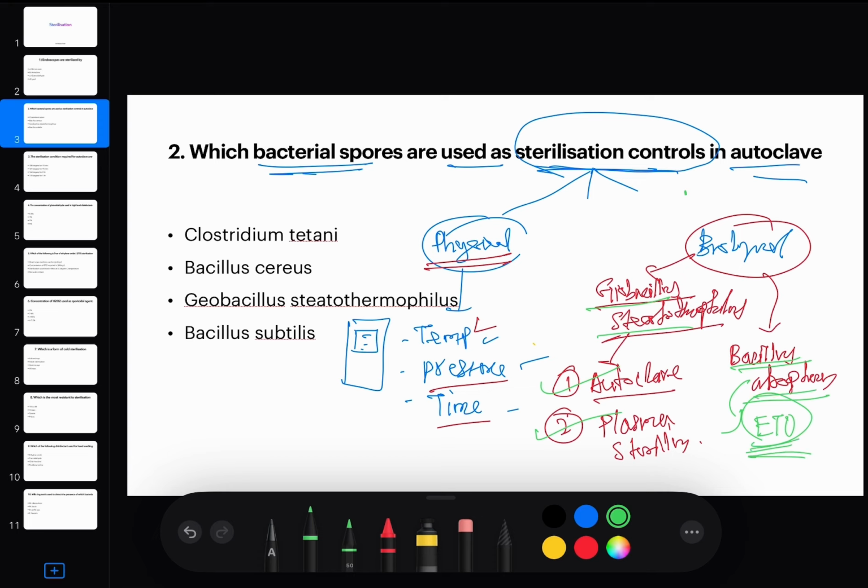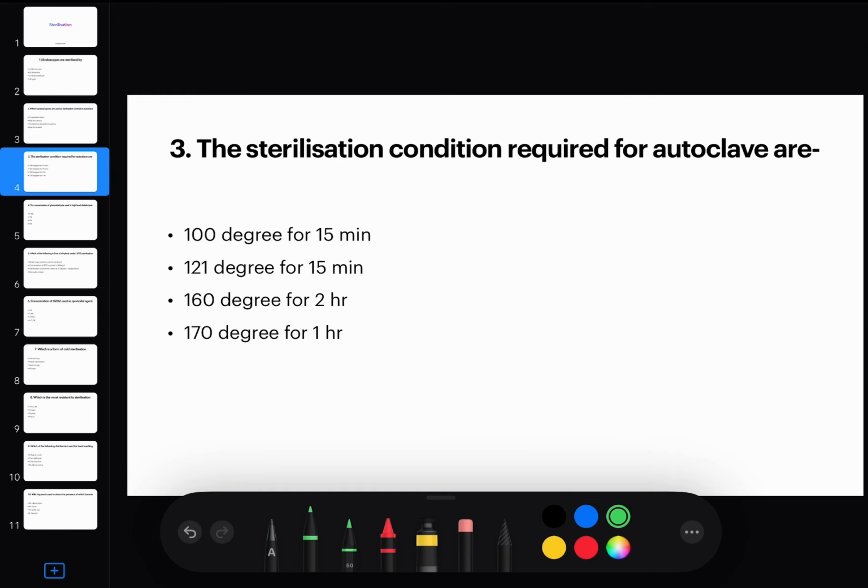Here the question is, which bacterial spore is used as sterilization control for autoclave? Our answer is Geobacillus stearothermophilus. Coming to the next question, number 3. The sterilization condition required for the autoclave.